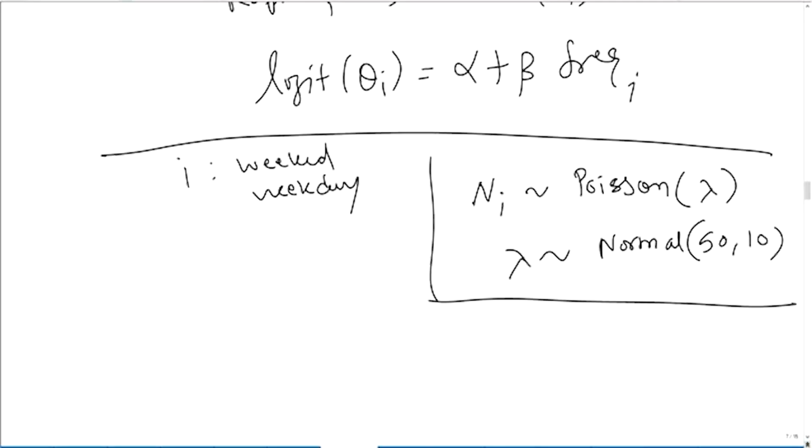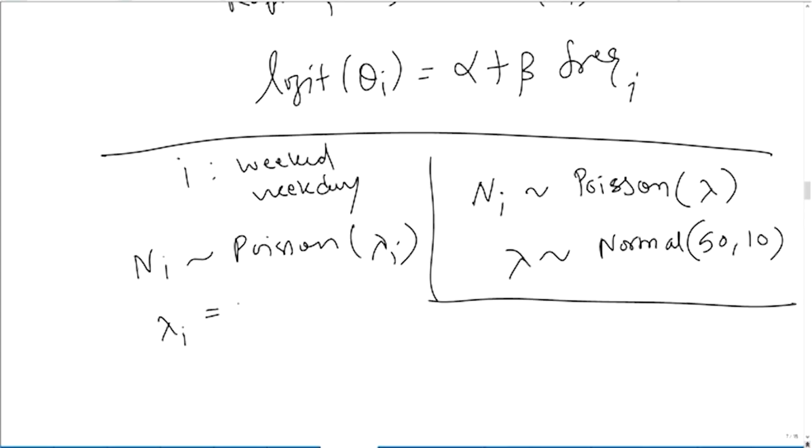So, we are going to test whether the rate of road accidents is higher on weekdays compared to weekends, right. So, how do we do that? Using a regression model. So, let us say Ni comes from Poisson lambda i. Ni is the number of road accidents on the ith day. Lambda i is the rate of road accidents on the ith day, because lambda is now going to depend on whether it's a weekday or weekend.